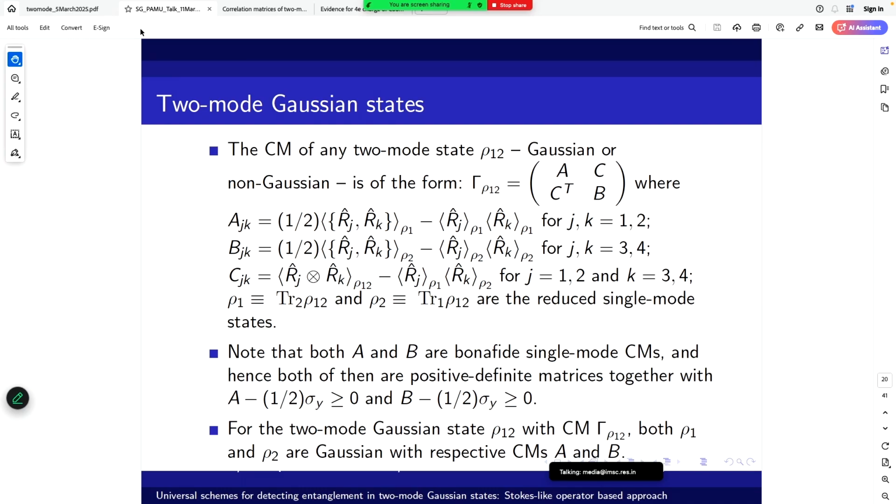You know that if rho 12 is a 2 mode Gaussian state, then rho 1 and rho 2 are also single mode Gaussian states.